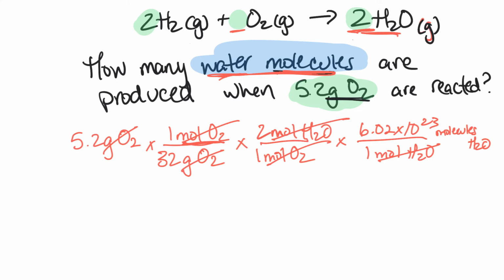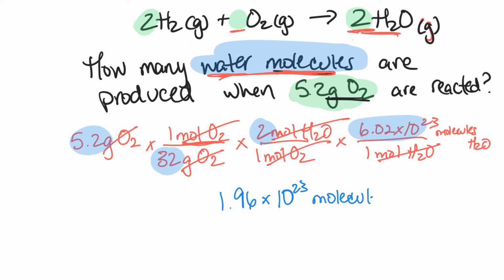All right. And so now all we have to do is plug the math into your calculator. What we're going to have here is 5.2 divided by 32 times 2 times 6.02 times 10 to the 23. And when you plug this into the calculator correctly, you get 1.96 times 10 to the 23 molecules of H2O.